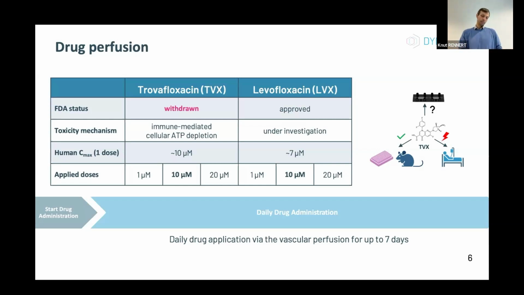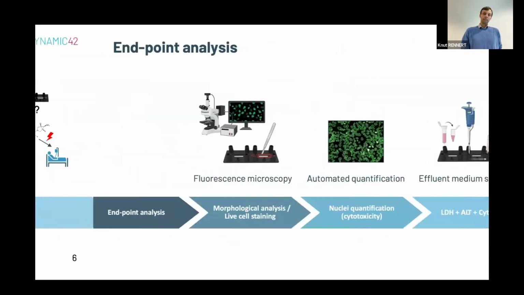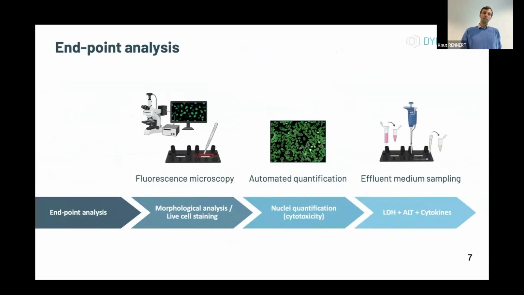These antibiotics were then applied daily to the system via the perfusion, and we cultured the liver on chip for up to 7 days. In the end, we performed several analyses, starting with fluorescence microscopy. So we checked for morphological analysis, marker expression, and also live cell staining.